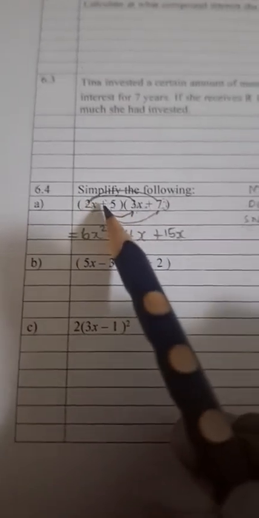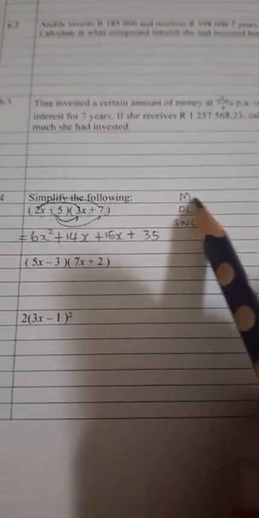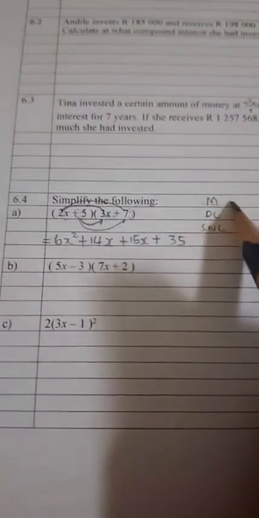Then lastly, positive 5 times positive 7. What is a positive times a positive? That gives us a straight positive answer. And then what's 5 times 7? That is 35. So our multiplication part has now been taken care of.